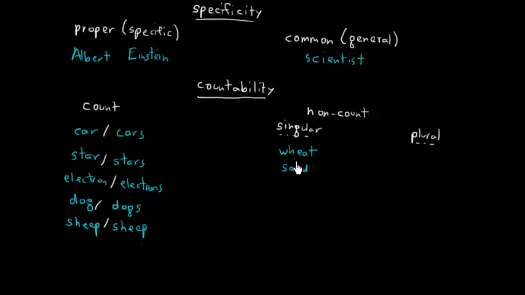Sand, which we don't normally think of as an edible grain, but it's a grain. A lot of fluids. Okay, but also words like knowledge. Knowledge is a non-count noun. And cash. Okay, I don't have cashes. You know, I have $5 in cash, or I have $1 million in cash. Okay, but it's still cash.